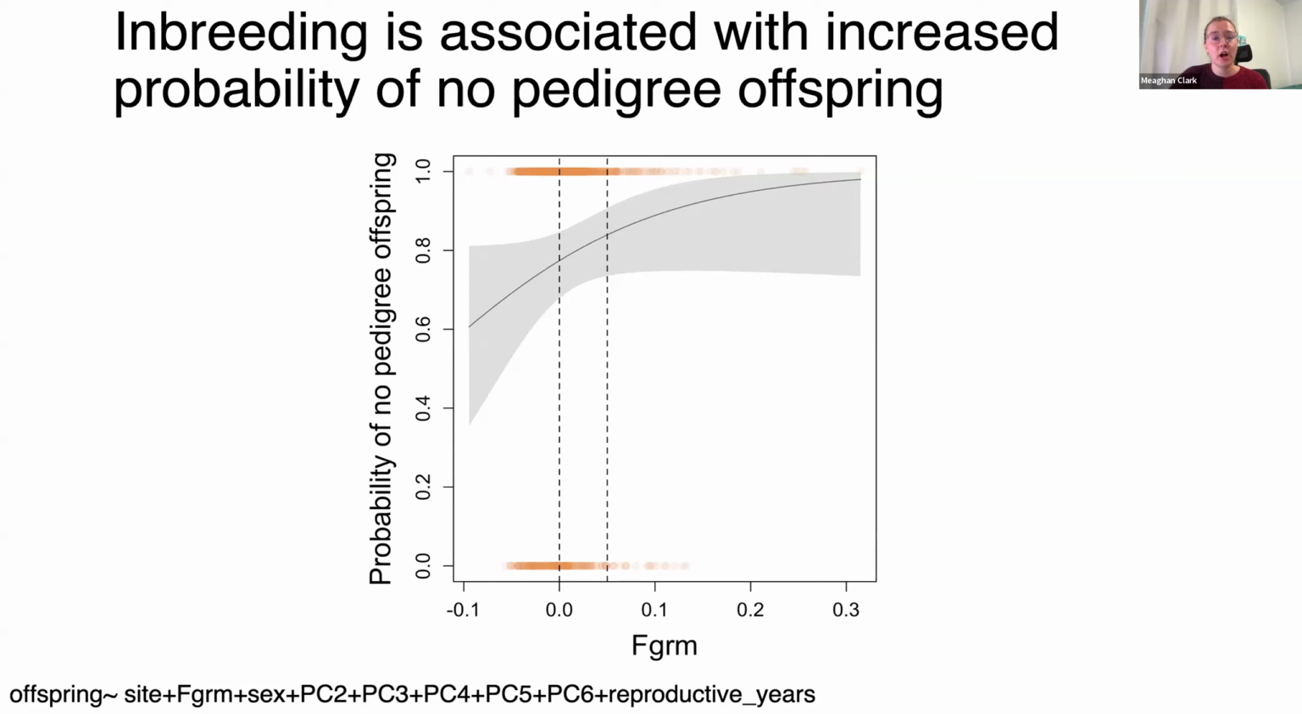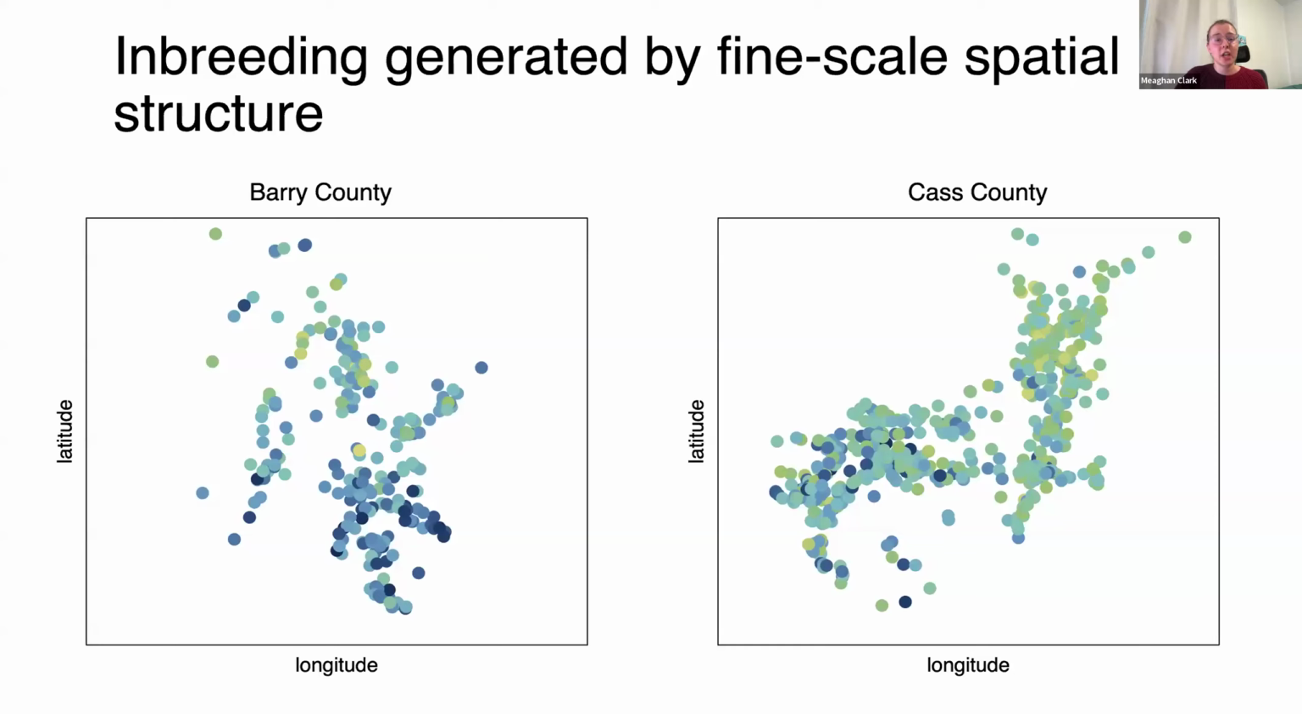Because we're doing all these comparisons within a population that shares a demographic history, I was curious what might be generating this inbreeding we're seeing within populations. And what I found was that there's very fine-scale spatial genetic structure within these sites. This was somewhat surprising because these sites represent pretty small geographic areas. The maximum spatial extent is under 2 kilometers.